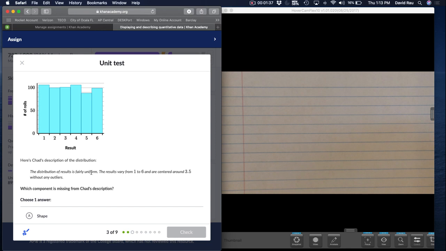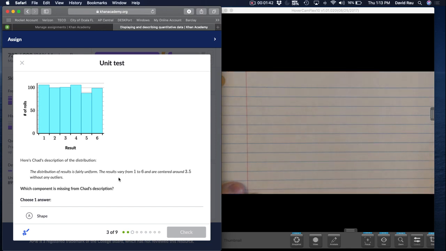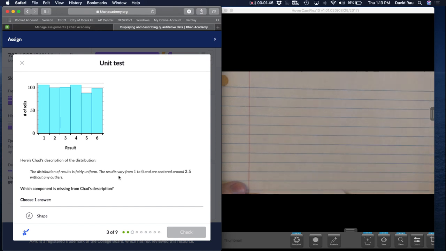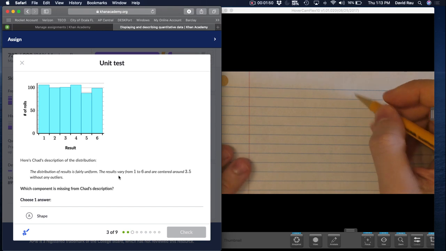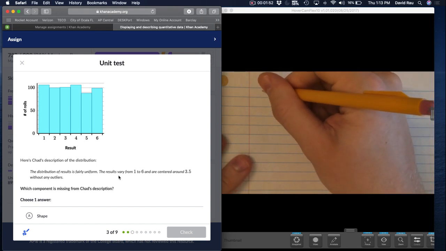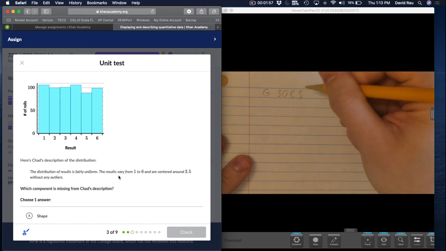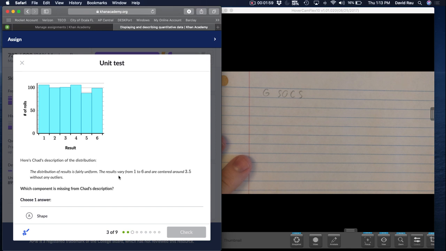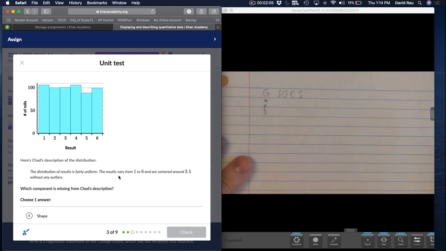rather than dissecting this description, you should be asking yourself all the time, what is a good description? Because a common free response question, and remember this exam is only free response, is to describe a data distribution. When you do that, there's a little acronym that people use, and it's called GSOCS. And what it stands for is gaps. So are there any gaps in the data? In this, there are not.